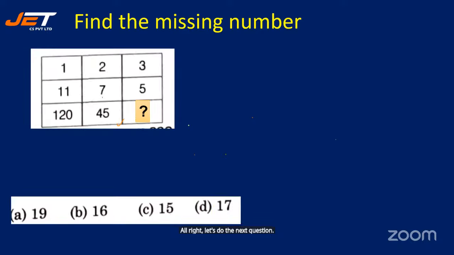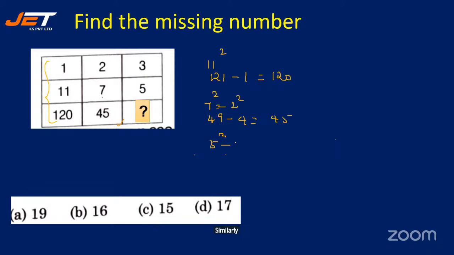Right. So here we have 1, 2, 3, 11, 7, 5, 120, 45 and a blank. So students, you can try, and meanwhile, I'll also try. Now let's see column wise. 11 square is 121, so minus 1 will give 120. Right. So 7 square is 49, minus 2 square, isn't it? So I will get 45.